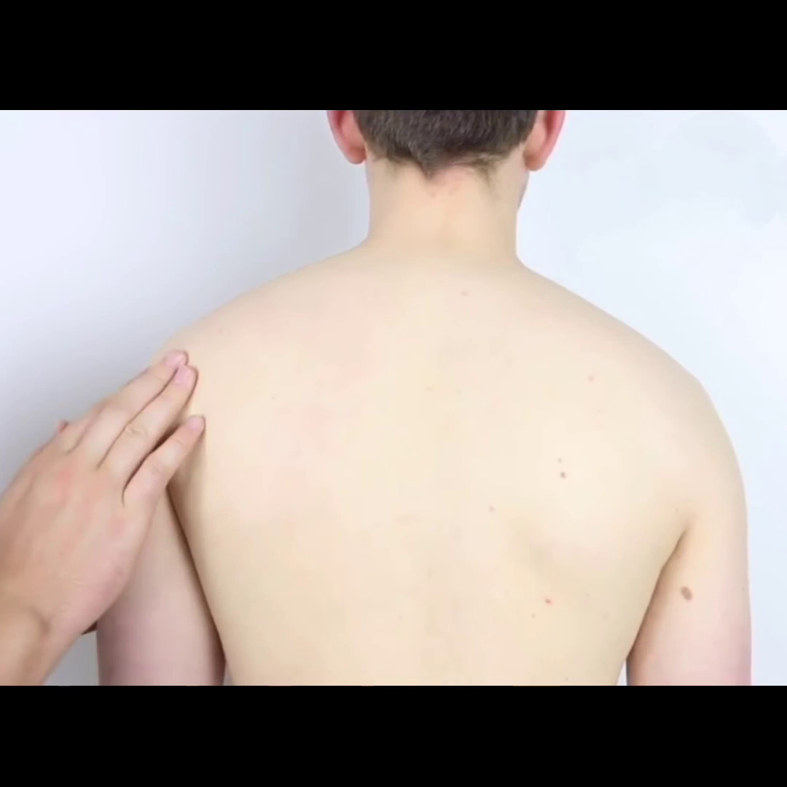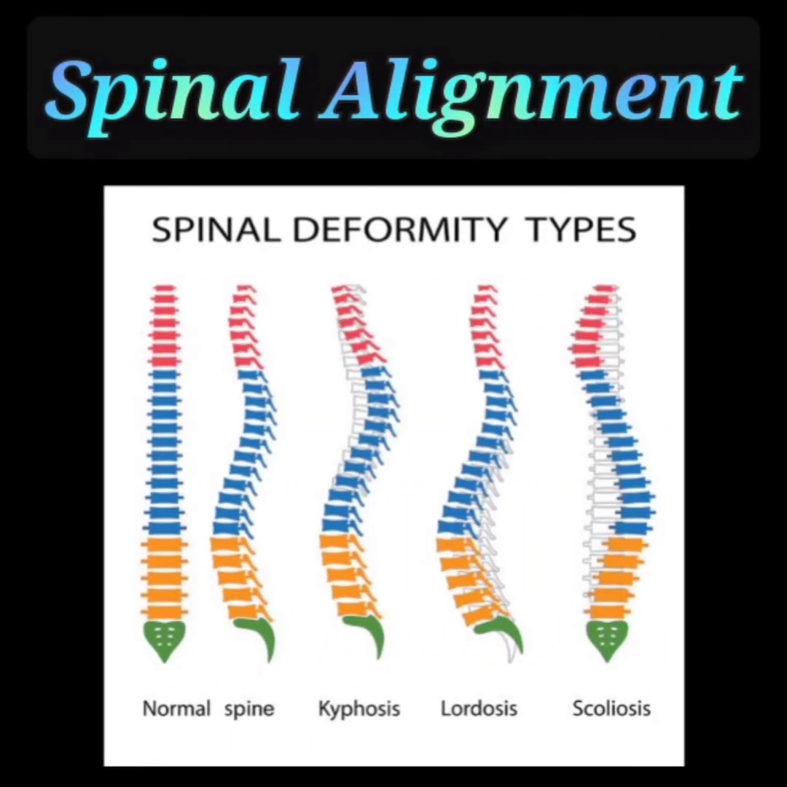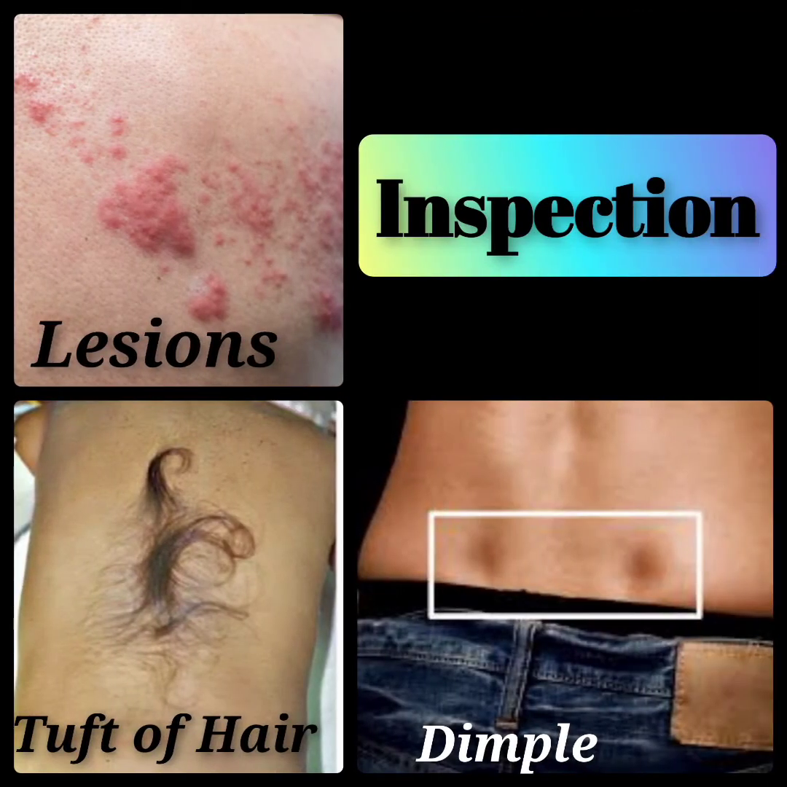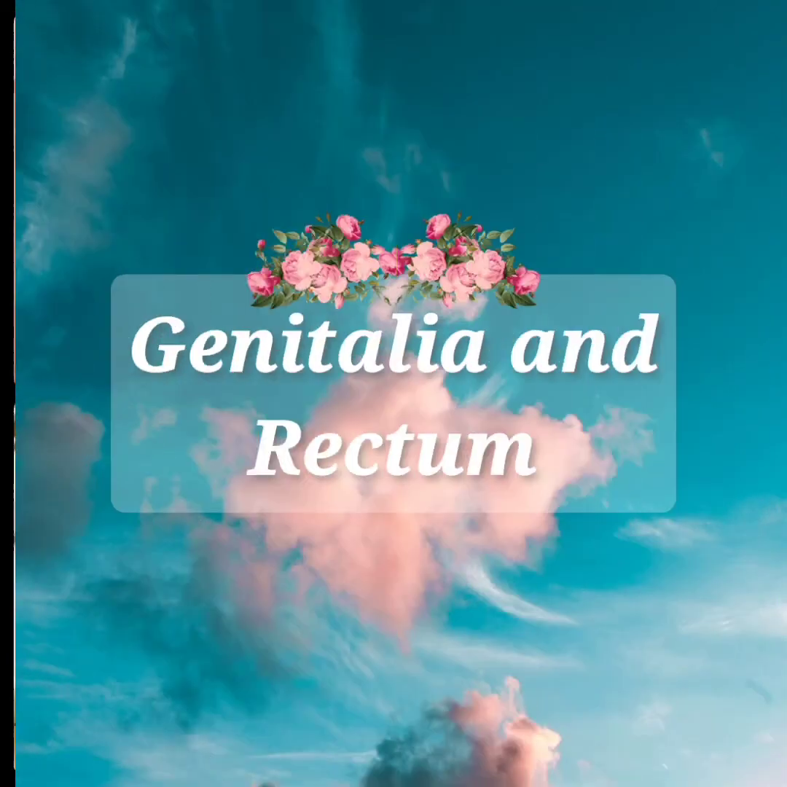Assessment of back. Assess the shoulder level. Check the spinal alignment for any deformities. Inspect for lesions, dimple, or tuft of hair along the vertebral column.